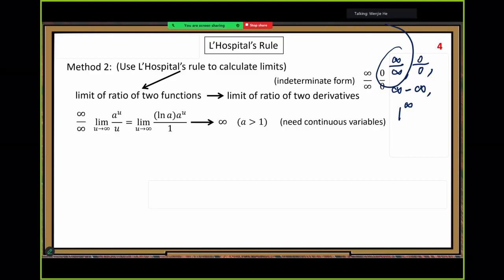But here, because you take a derivative, there is one important question. I mentioned a few slides before that for a function to have a derivative, the function needs to use continuous variables. But here, our u is not quite a continuous variable. Our u equals log base a of n, still not quite a continuous function. So there is still some hidden problem.